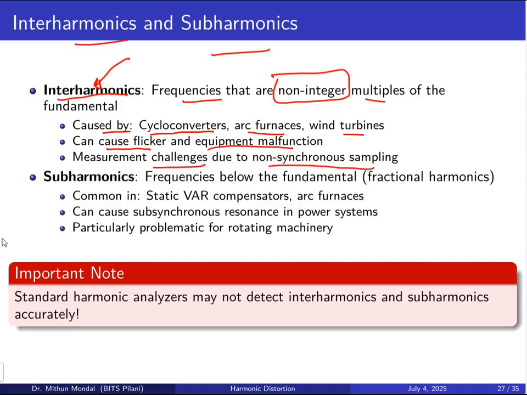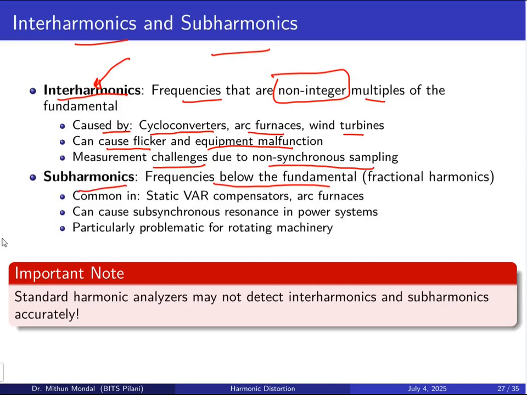So when these non-integer multiples of the fundamental frequencies are present, they are known as interharmonics, and it is very challenging to measure them because the sampling is not good. It is non-synchronous sampling, because if you have the integer multiple, you can get synchronous sampling.